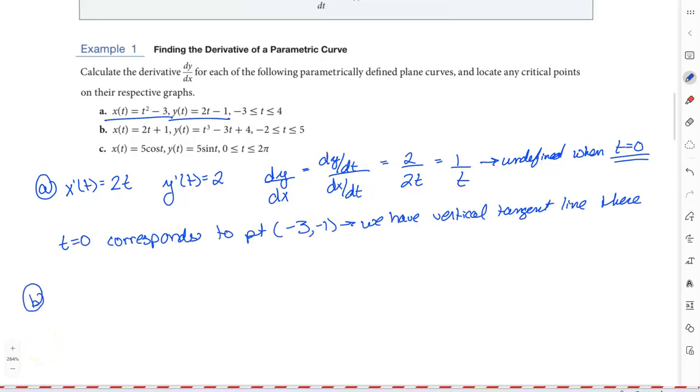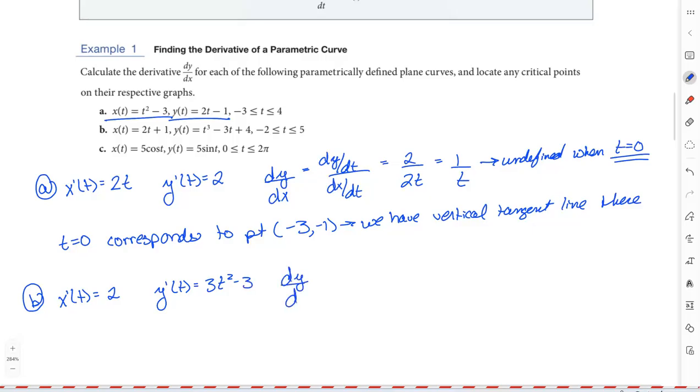So let's look at B. We're looking at the function x of t equals 2t plus 1, y of t is equal to t cubed minus 3t plus 4. This function is defined for t between -2 and 5 inclusively. So if I take the derivative of x with respect to t, I'm just going to get 2. If I take the derivative of y with respect to t, I'm going to get 3t squared minus 3.